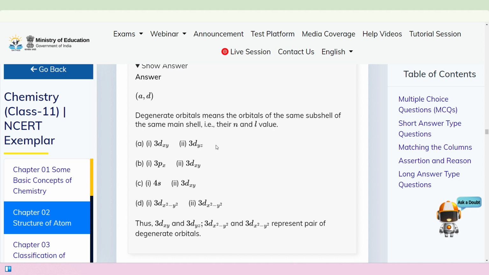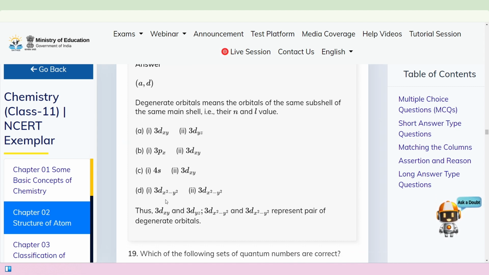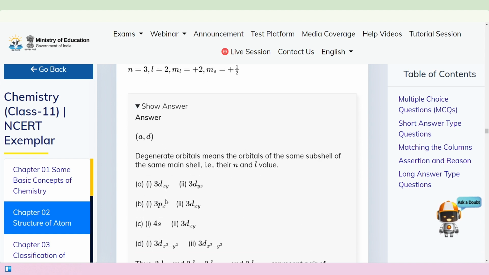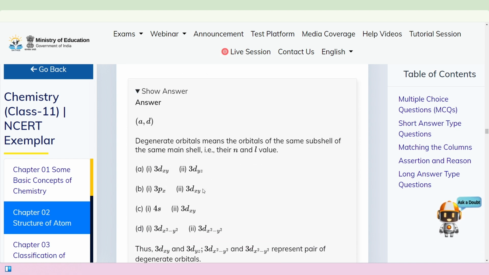So they have written the orbitals related to it. You can see them if you want. For A, it is 3dxy and 3dyz, and for D, it is 3dx square minus y square and also 3dx square minus y square, because the ml value is the same, therefore they are the same orbital. This is 3px, 3dy, 3dxy. This is 4s, and this is 3d.